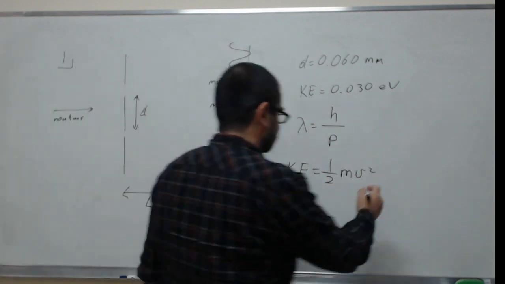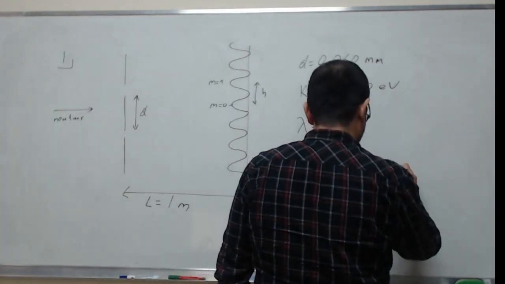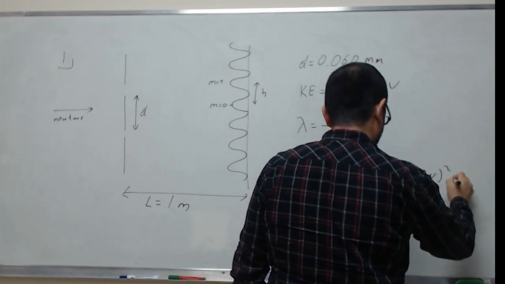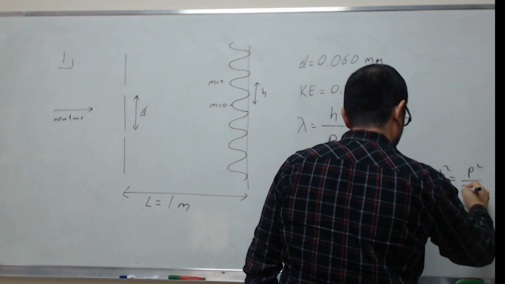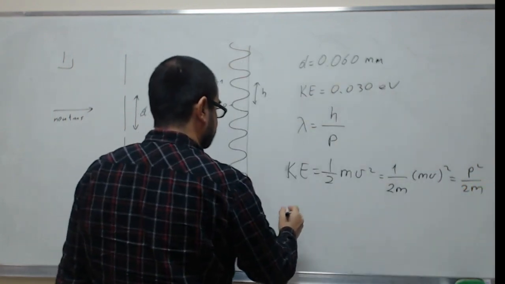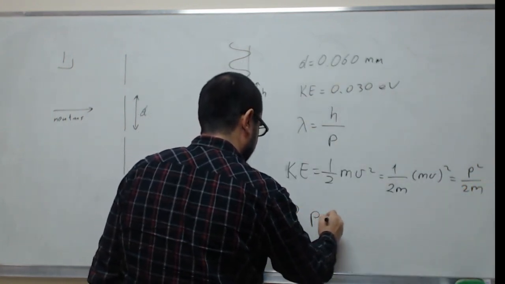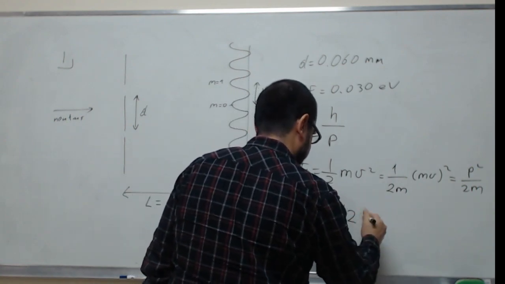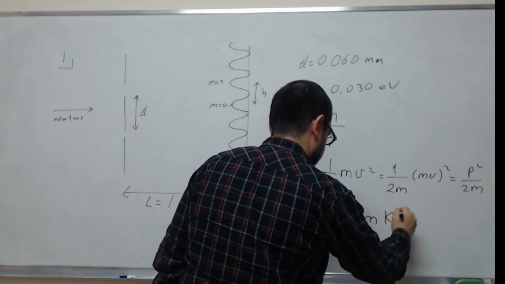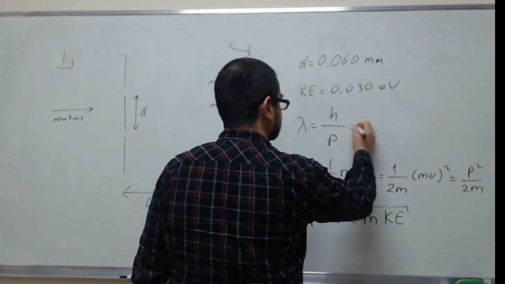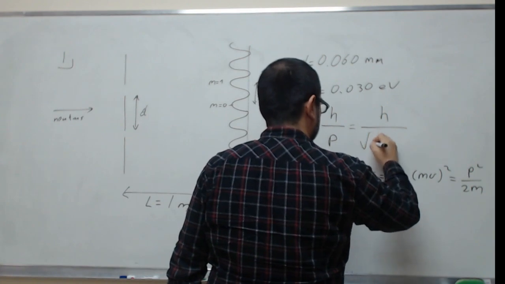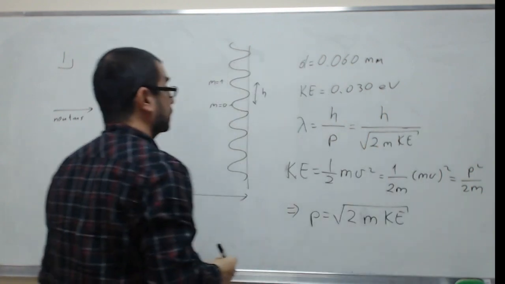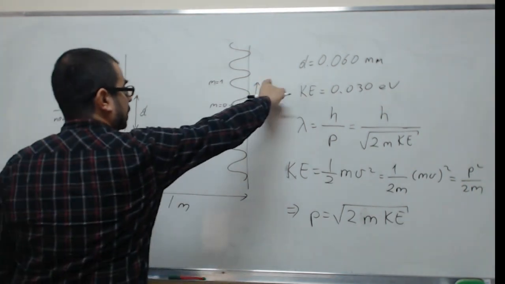So if I rewrite this, I can write this as 1 over 2m times mv square. So this will be p square by 2m, and from this I can write p is equal to the square root of twice the mass times the kinetic energy. Okay? So this is going to be h over the square root of 2m Ke, the wavelength.